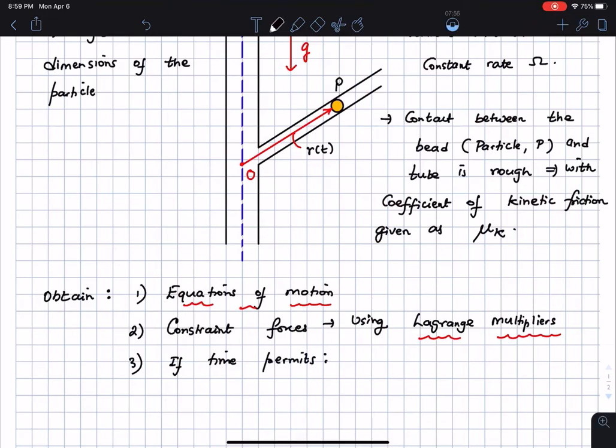Okay, we will discuss the condition for incipient forward motion of the particle within the tube.